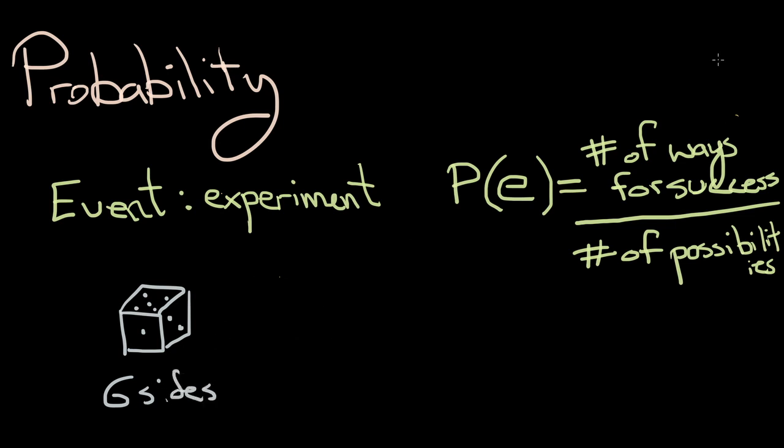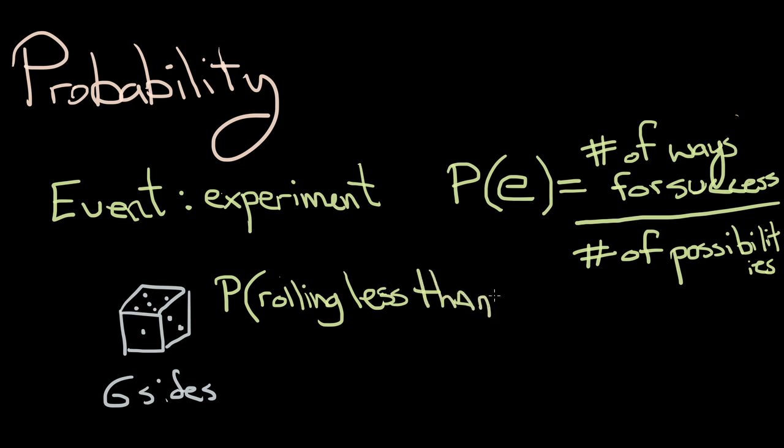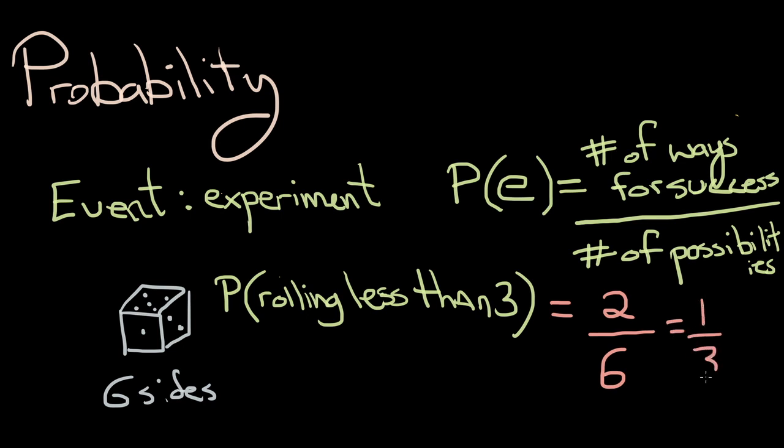So I just want to know what's the probability of, let's say, rolling less than 3. So the probability of rolling less than 3. So how many ways could you roll less than 3 on a dice? Well, if you had to list it out, we'll talk about that in a second, but basically there's 2 ways to do it. You can roll a 1 or a 2. And how many total possibilities were there? 6. And we always simplify. So that's just going to be 1 over 3.